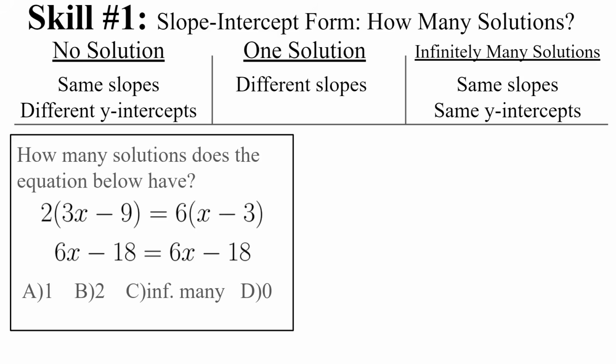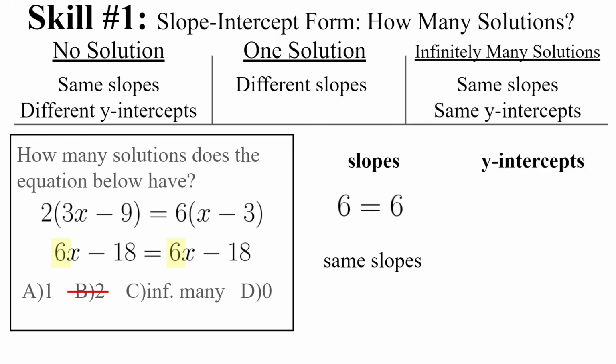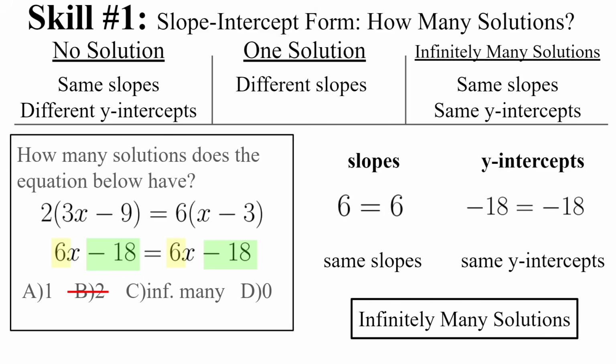Now we pick out the slopes, which are both 6. And now we pick out the y-intercepts, which are both -18. So this one has the same slope and same y-intercept. That means it has infinitely many solutions. So the answer for this one is C. Great. Let's keep going.